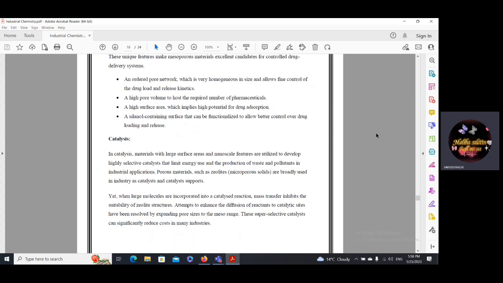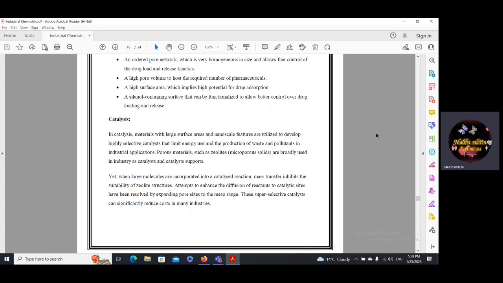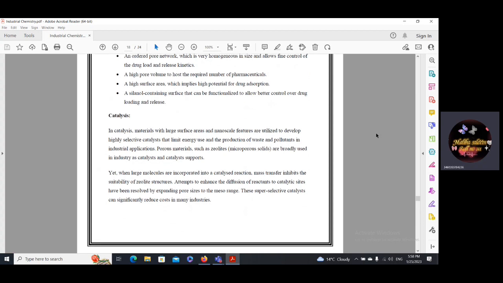Number two application, catalysis. In catalysis, materials with large surface area and nanoscale features are utilized to develop highly selective catalysts that limit energy use and the production of waste and pollutants in industrial applications. Porous materials such as zeolites are broadly used in industry as catalysts and catalyst supports.